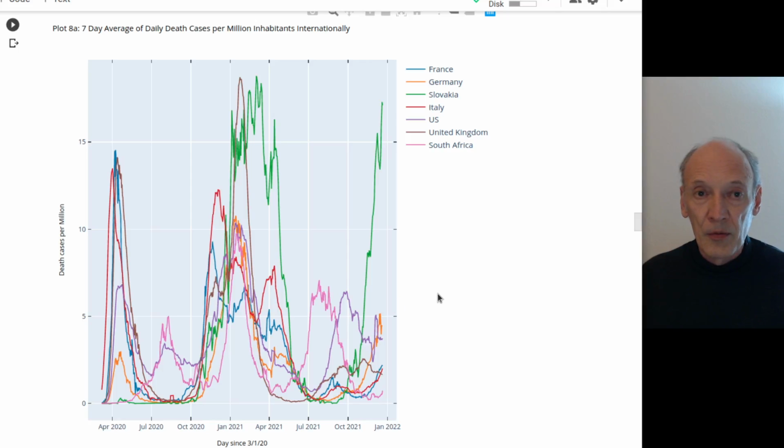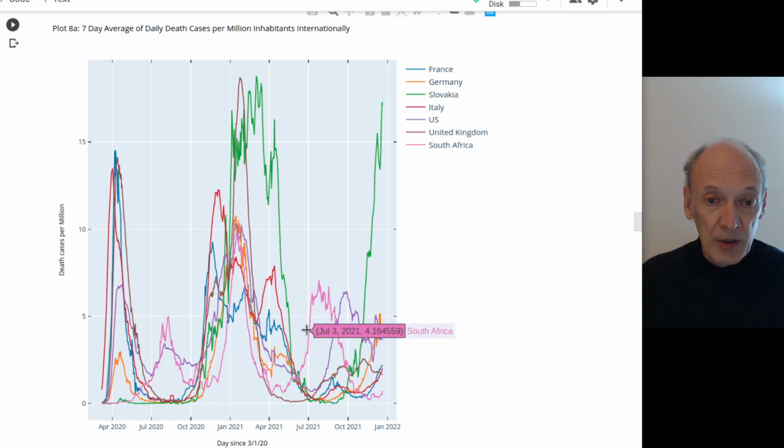This is now the plot of the death rate per million inhabitants internationally. So here we can see Slovakia has a particularly high rate, about 17 deaths per day per million inhabitants. Germany is also relatively high at about 4 to 5 death cases per million inhabitants daily. And the US has a similar rate, so the US is also 4 to 5.